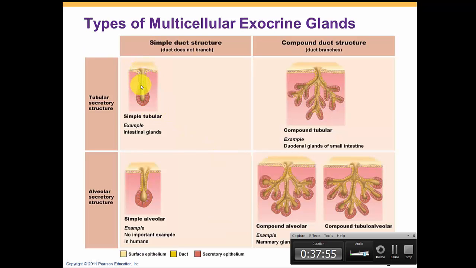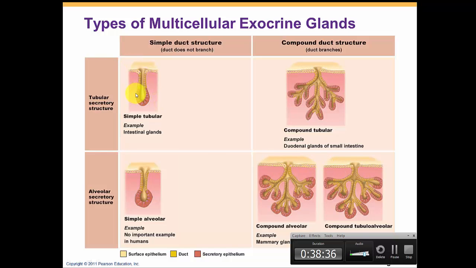Well, here are different types of glands. Let's start with this one. First, is this one duct or is it multiple ducts? Well, it's only one duct, so it is simple. The same way here, it's also simple. These guys have multiple ducts. Here, all this yellow part are the ducts, and the pink part are the secretory units. So this is going to be compound.